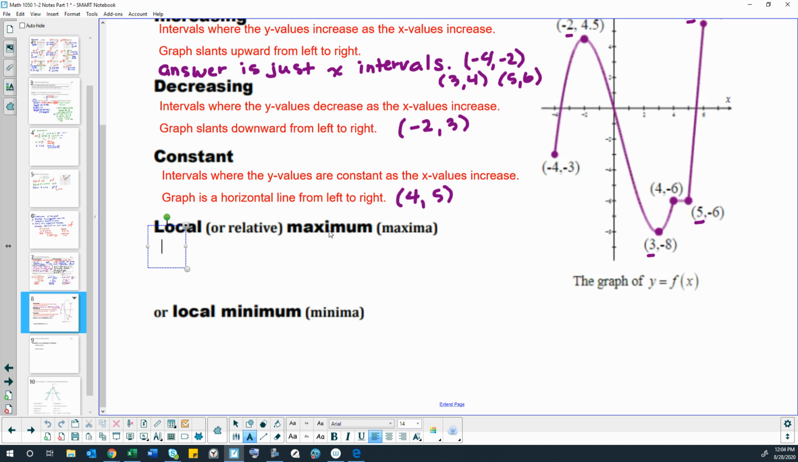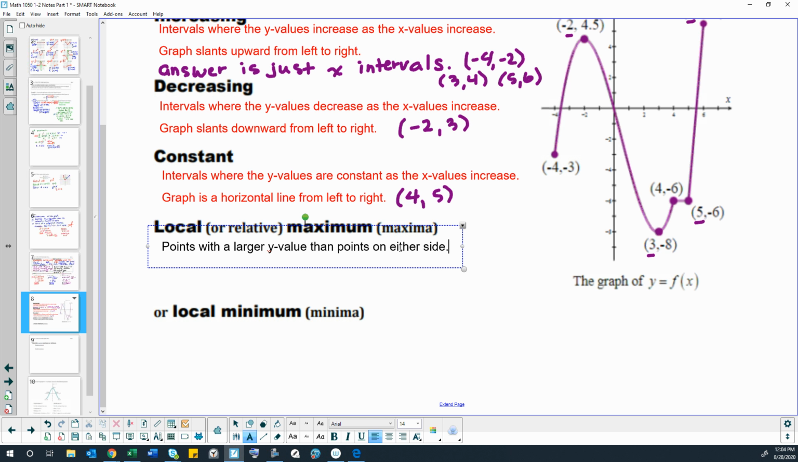Okay, let's see. So local maxima are points with a larger y value than points on either side. So points are just locations in a graph, right? If you have a location in the graph that has a larger y value than any other of the locations on each side of it, then that's a maximum value.